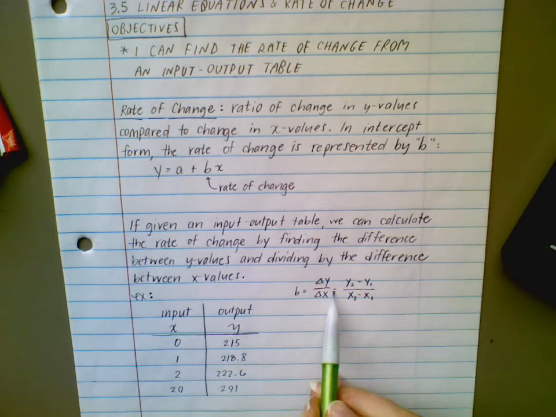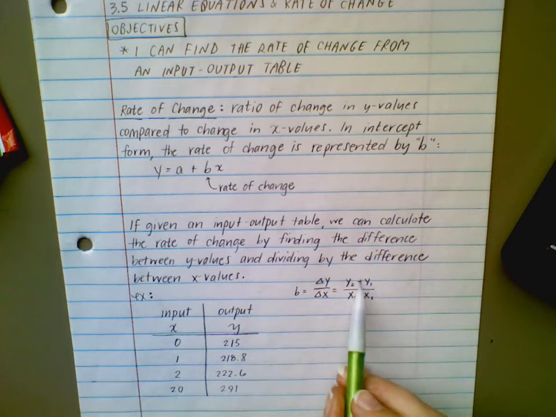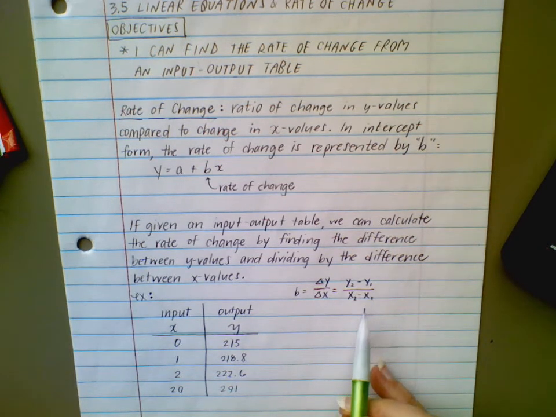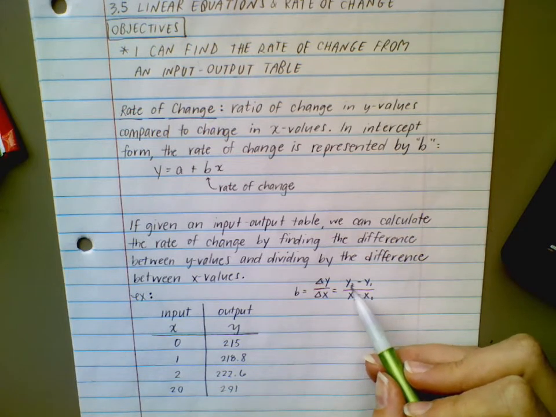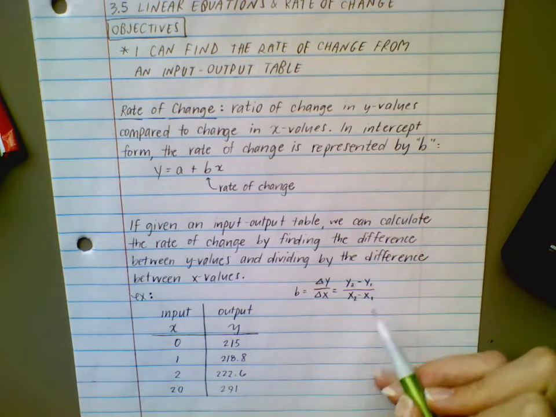We can break that down a little further to say we're looking for the difference between two y values, and then we're again dividing by the difference between two corresponding x values. So that's what those matching subscript numbers mean. So let's do an example.